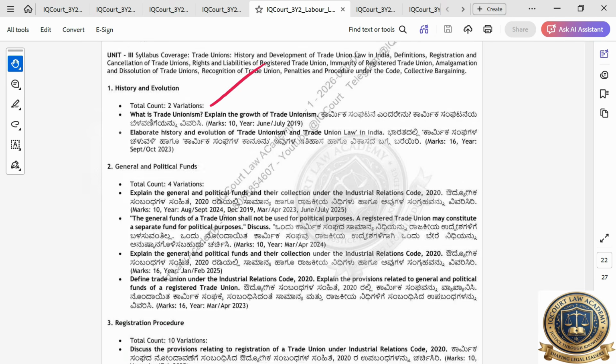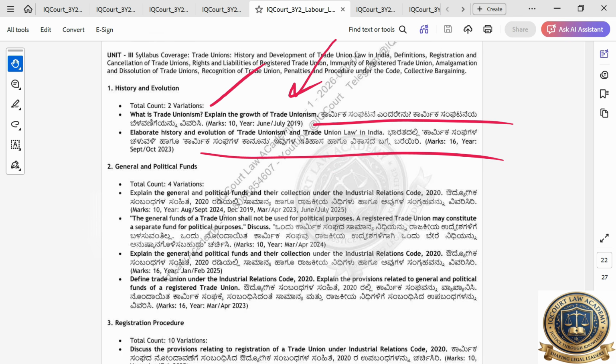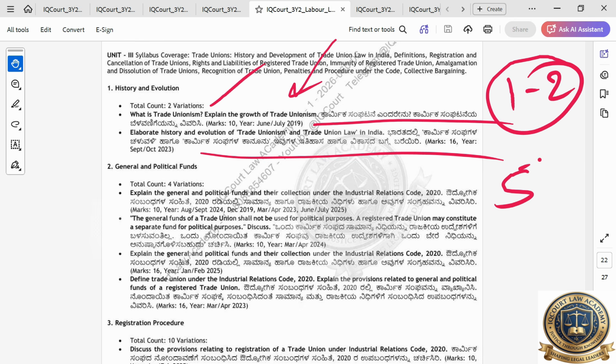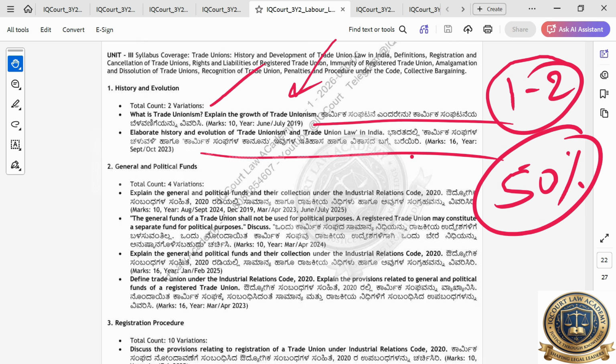What is trade unionism? Explain the growth of trade unionism. This one they will not ask, because as per the new syllabus, there are many other concepts. So you can just read it in one or two pages for this question. I will rate it as 50% probability. If they want to make the exam really tough, then only they will ask this question.